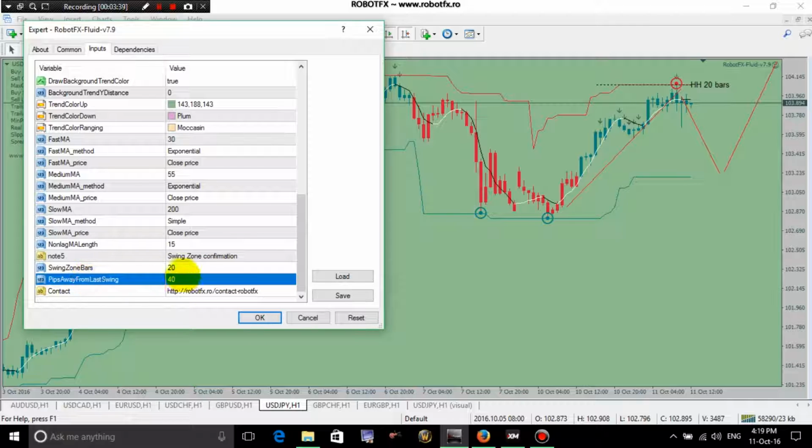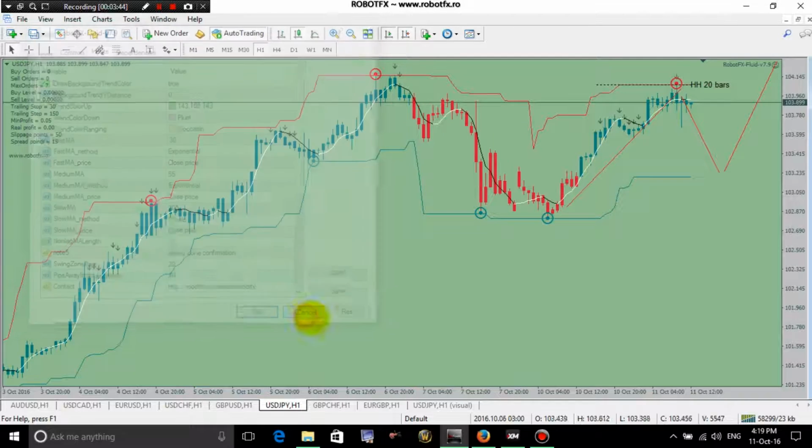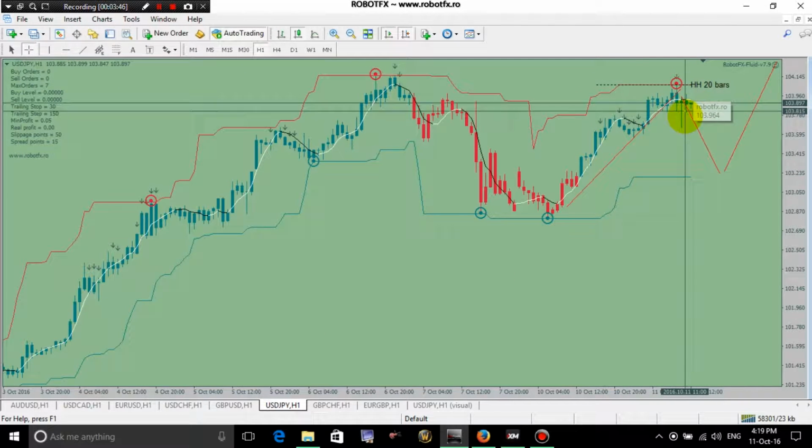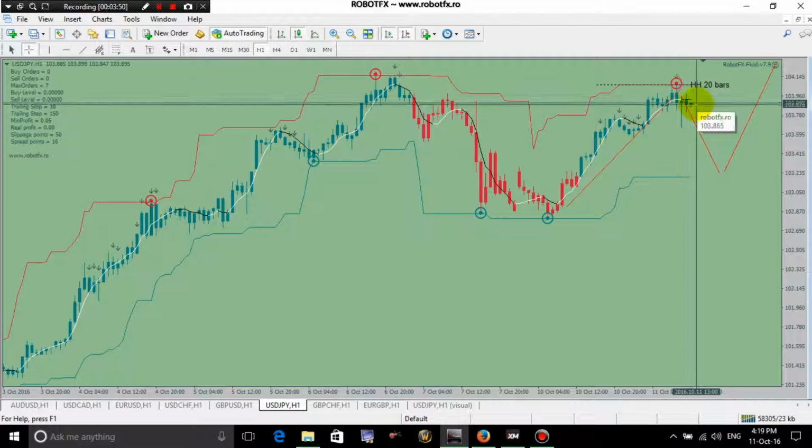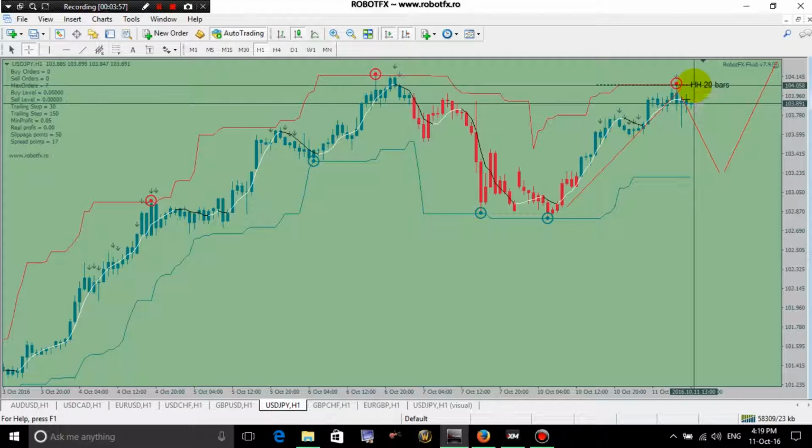Okay, so this is where this filter comes in handy with its second setting, pips away from last swing. If I set this to 40 pips now and enable the expert advisor to trade, as it just seemed to happen now, if the non-lag moving average changes the color from red to white, right here, then this trade signal will be ignored by the expert advisor, because it will only consider the signals that happen at least 40 pips, or 400 points on this chart, away from the last highest high, which is here.